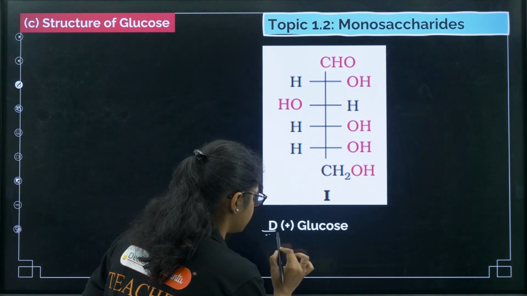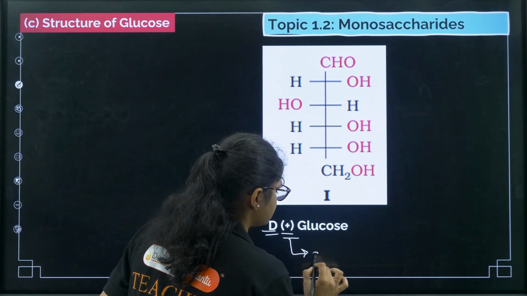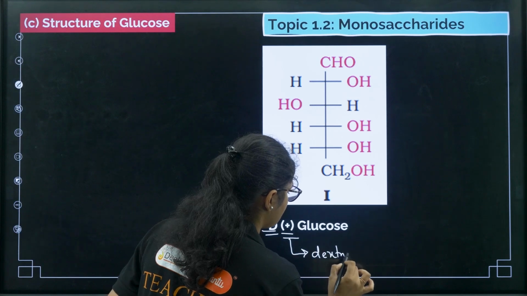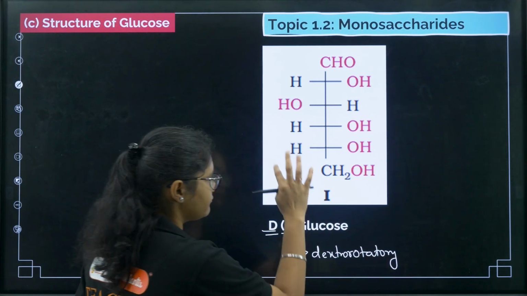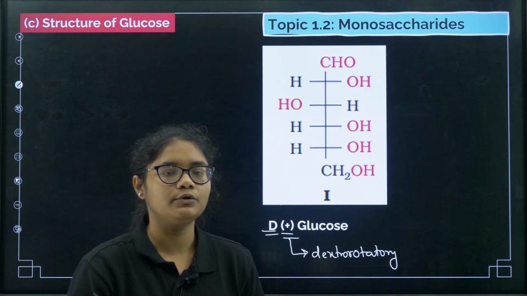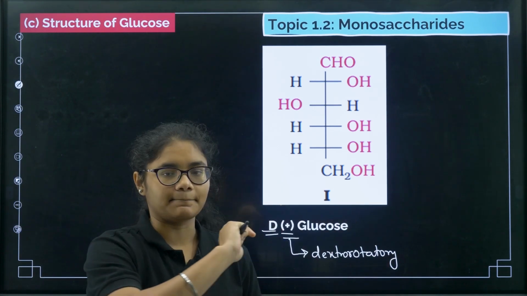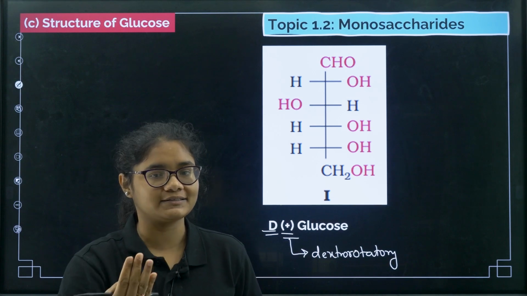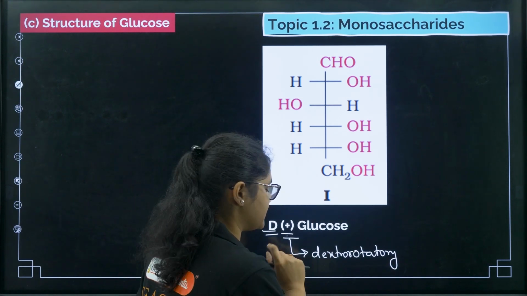Now what does this D represent? What does this plus represent? The plus represents dextrorotatory. It means that if plane polarized light is passed through this compound, it will rotate the plane polarized light clockwise. That is why this plus is there.